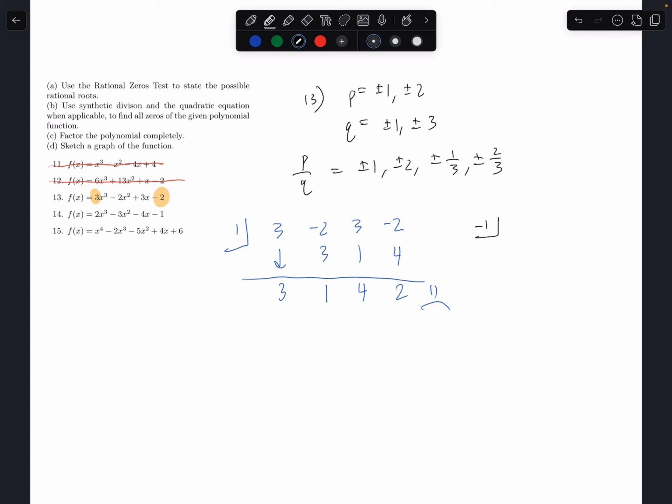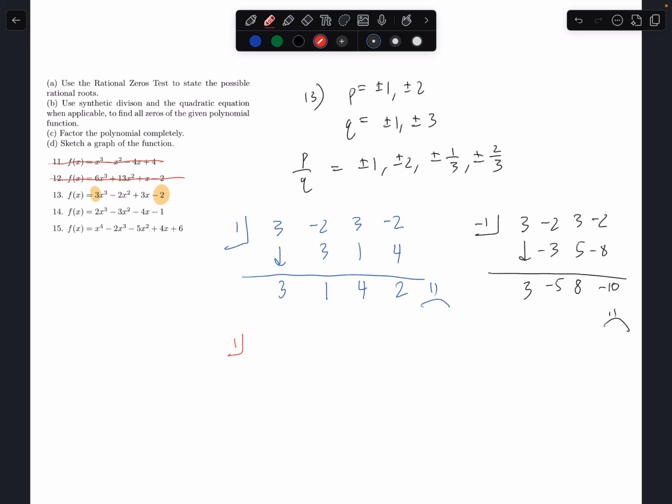Okay, let's try -1. 3, -2, 3, -2. 3 comes down. 3 times -1 is -3 this time. I mean, what am I talking about? No, it's not. No, yes, it is. 3 times -1, -3. -3 plus -2 is -5. -5 times -1 is +5. 5 plus 3 is 8. 8 times -1 is -8. And that's -10, so no, not equal to 0.